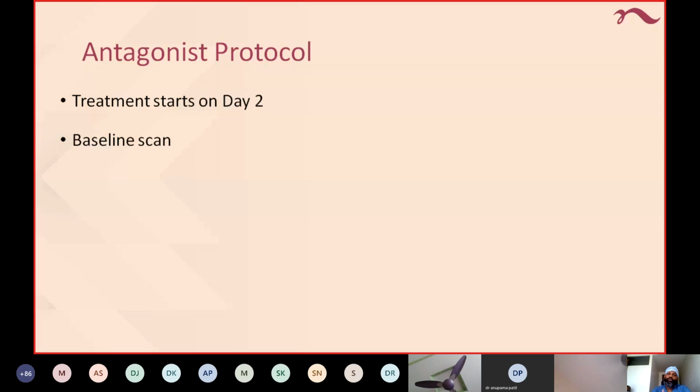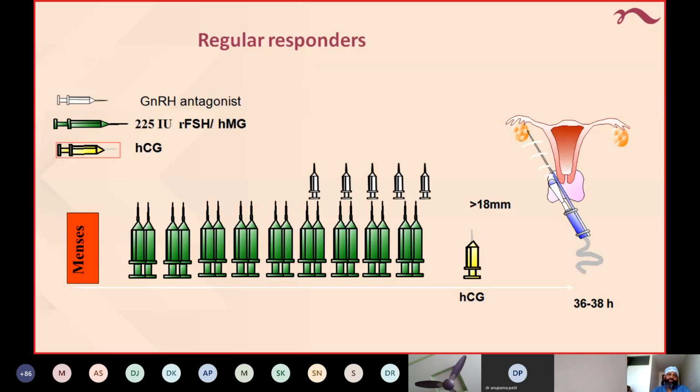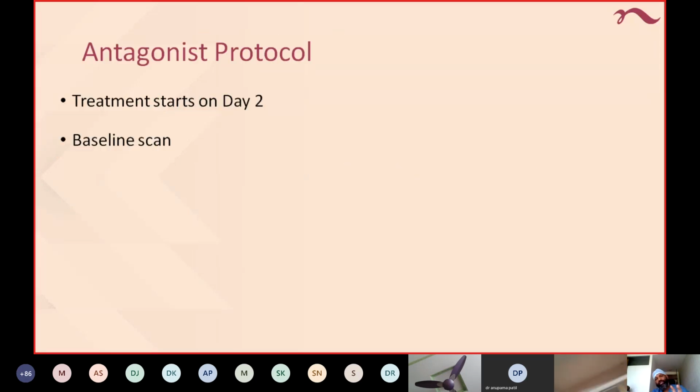So the antagonist protocol starts on the second day. So it is very important to do a baseline scan. Always do a baseline scan on the second day to rule out any cysts, any twist, whether ovulation has happened in the previous cycle, and whether the corpus luteum is not resolved yet.